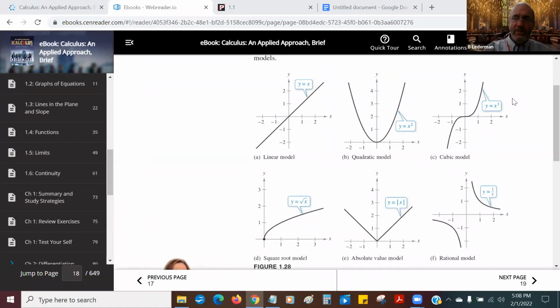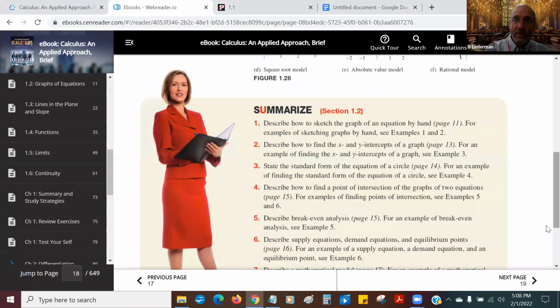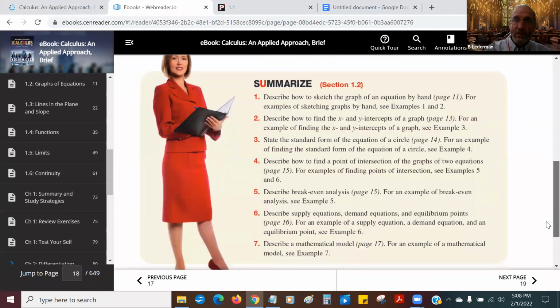Now there are certain basic graphs it's good to be familiar with. This is the graph y equals x. This is the parabola y equals x squared. This curve here is y equals x to the third. This here is y equals the square root of x. It's kind of the top half of a sideways parabola. This is y equals the absolute value of x, so you get a V shape. And this is y equals 1 over x. This shape is called a hyperbola. And so that's our summary of section 2.